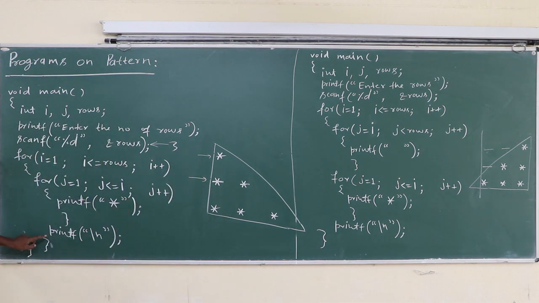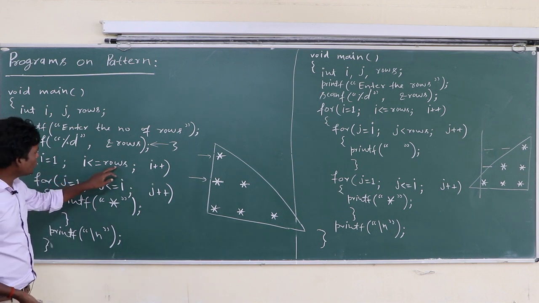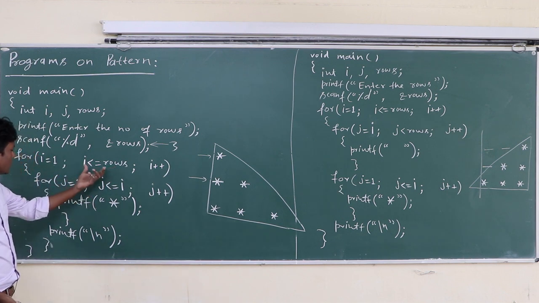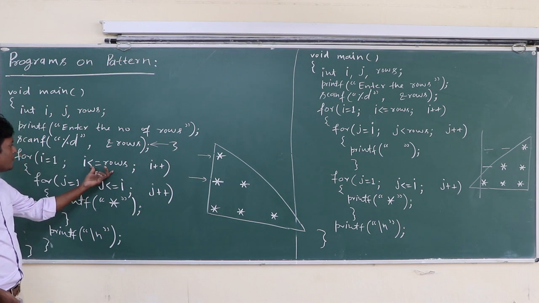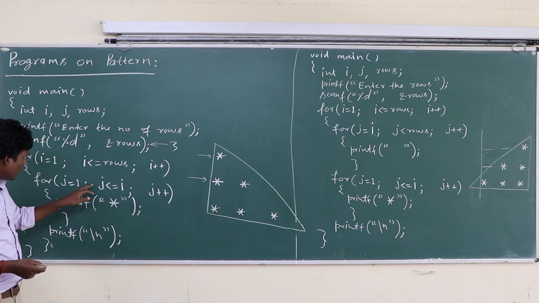Okay, here is the closing brace of the outer for loop. So i plus plus works at the last of the loop, so i becomes 2. Now i becomes 2, is 2 less than or equal to 3? Yes, this condition is true. That's why control does not exit from this loop. So control comes to here.